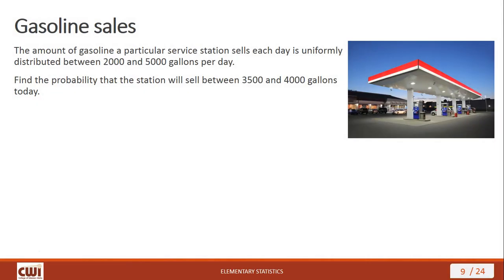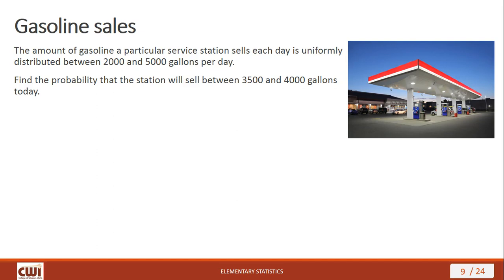Let's look at another problem. Suppose that the amount of gasoline a particular service station sells each day is uniformly distributed between 2,000 and 5,000 gallons per day. Find the probability that the station will sell between 3,500 and 4,000 gallons today.